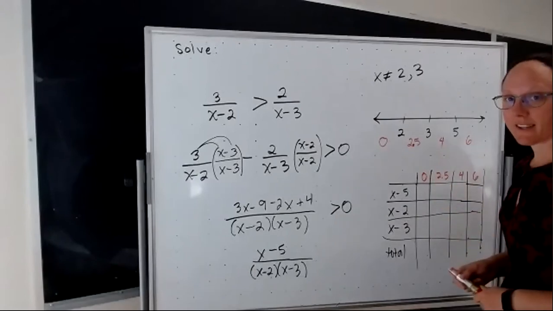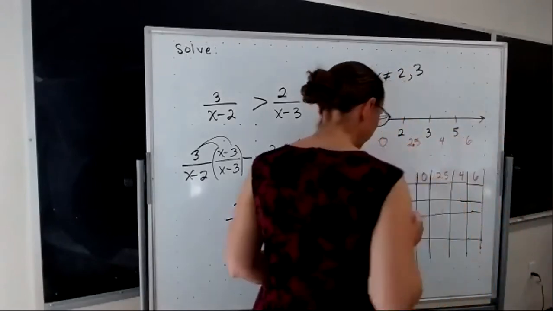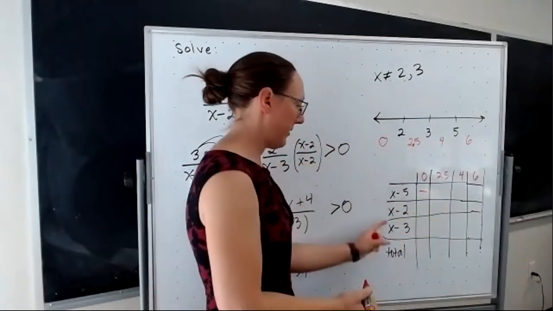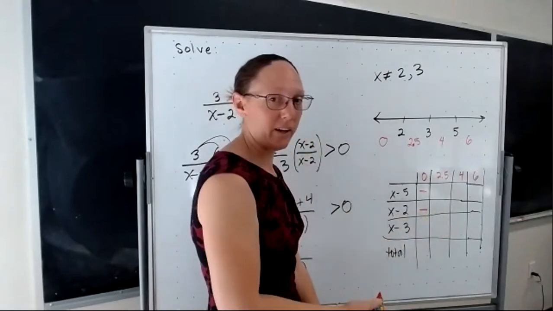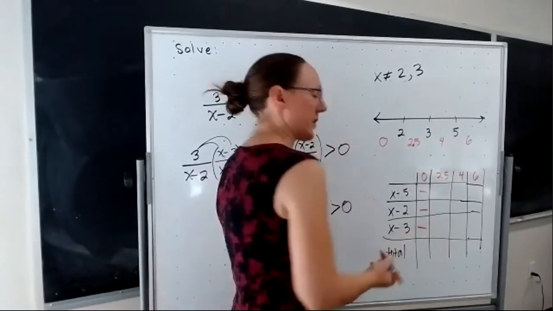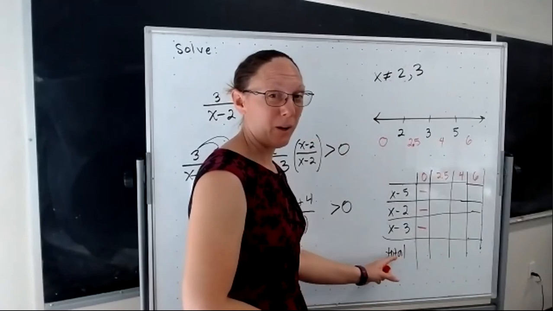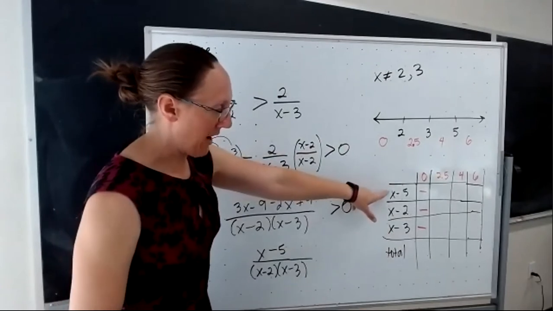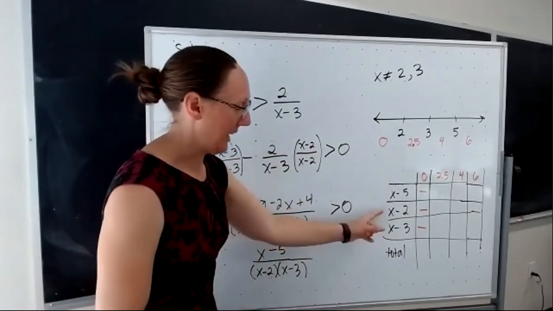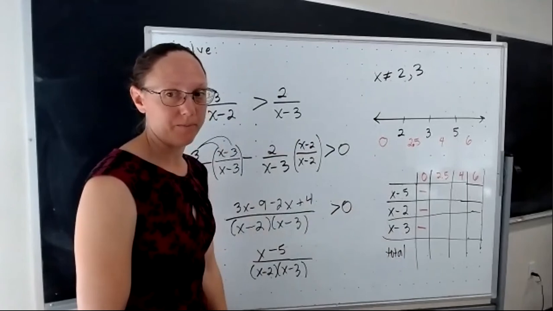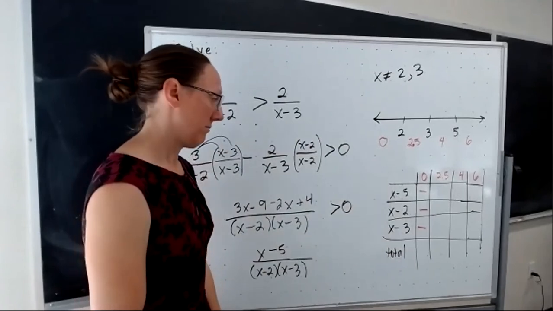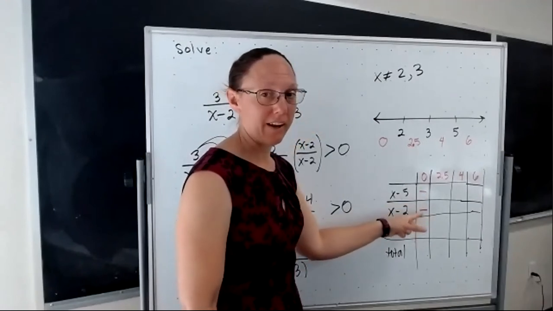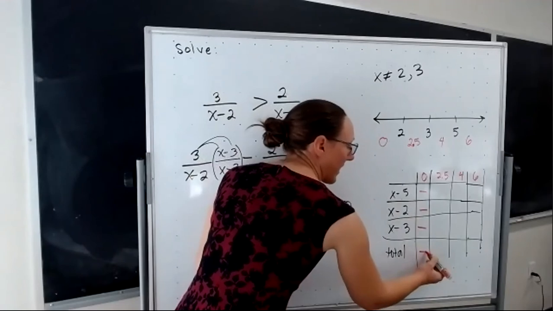When I plug in the 0, I've got 0 minus 5, that's negative. 0 minus 2, also negative. 0 minus 3, also negative. Now, when we think about the total, we've got x minus 5 divided by x minus 2 times x minus 3. When you multiply those together, you'll get a positive, and a negative over a positive gives us a negative overall.